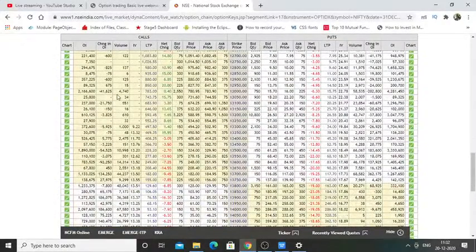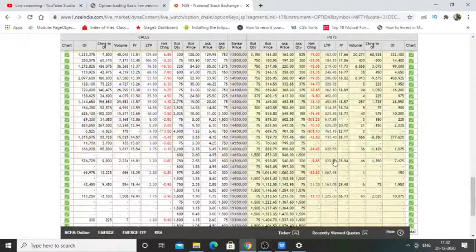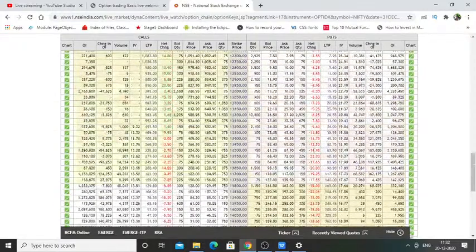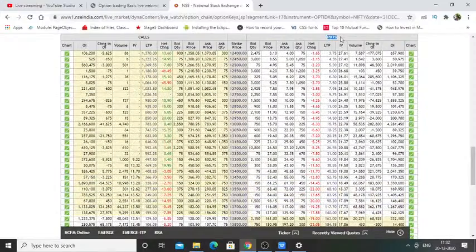If you want to remember it in simple terms, the yellow color will be in the money options all the time. The yellow background on the call side is an in the money call option, and yellow on the right side is an in the money put option. White on the left will be out of the money call options, and white on the right side will be out of the money put options.